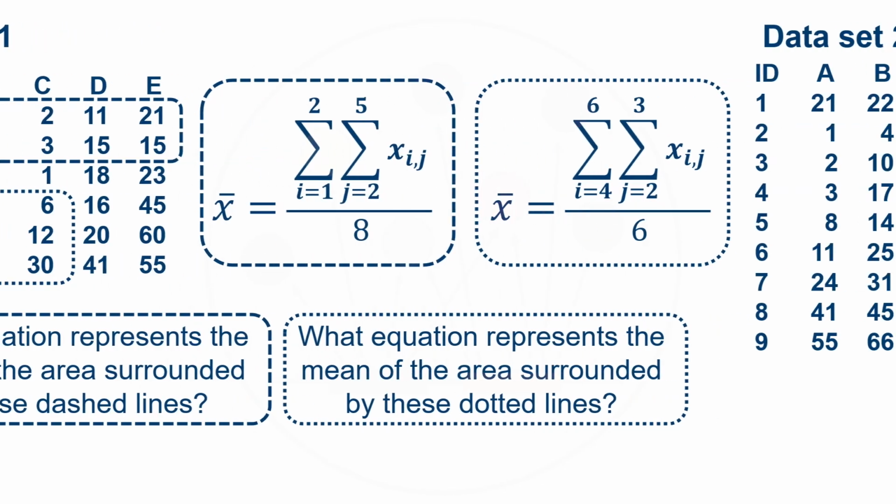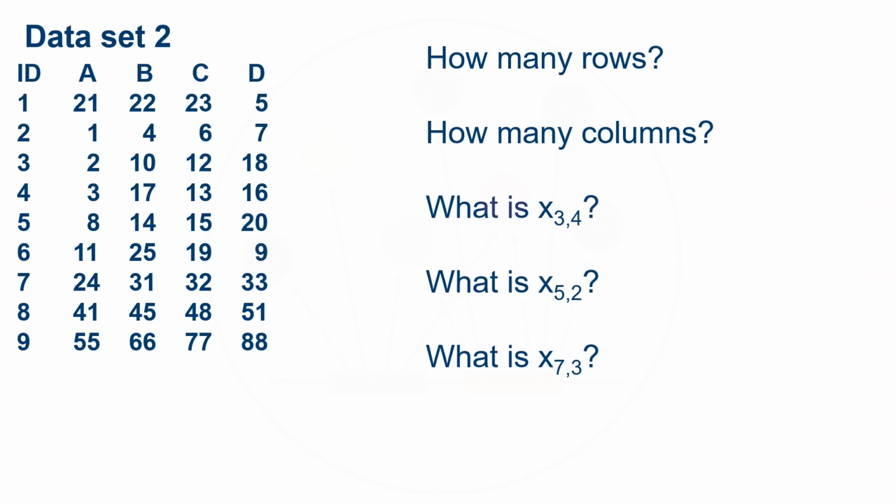Practice is always good, so let's do the exact same questions for a second set of data with a different number of rows and a different number of columns. Again, our first 5 starting questions: how many rows, how many columns, what's the value of x3,4, what's the value of x5,2, what's the value of x7,3. Rows is how many horizontal sets of numbers we have, and we have 9 rows. Columns is how many vertical sets of numbers we have, and we have 4 columns, as indicated.